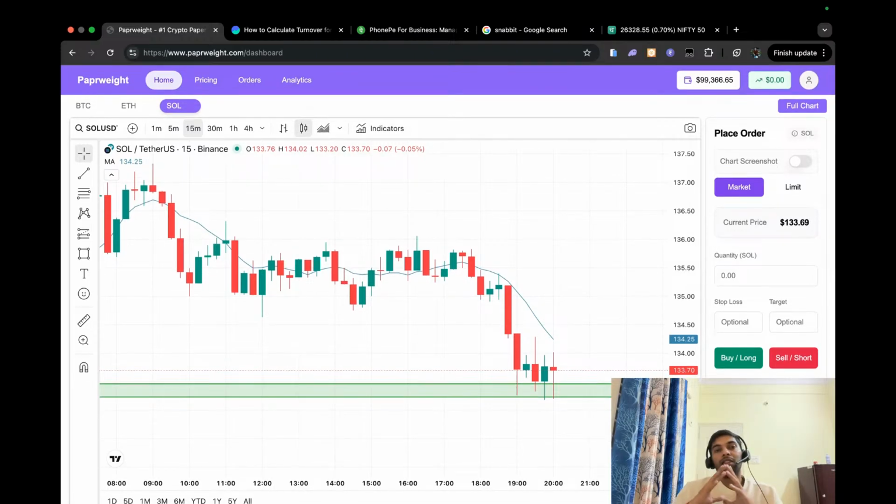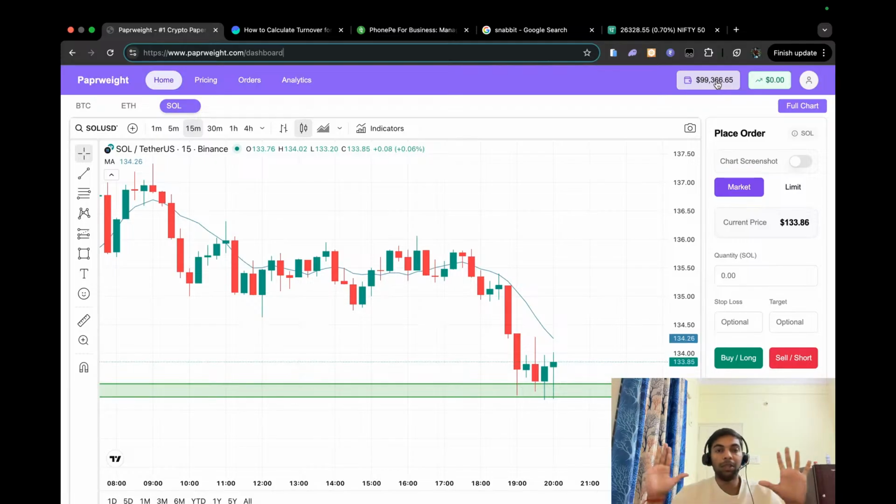So guys, this is the application. You can just go to paperweight.com, paper without e. You just go to paperweight.com and sign up. By signing up, you will receive $100,000 of digital mock money. This is the application where you can practice your trading. Simple, very simple. This is not the real trading, because real trading involves real money. And why lose real money if you are not confident enough to trade in the real market, right?